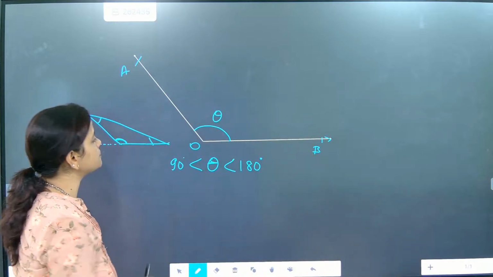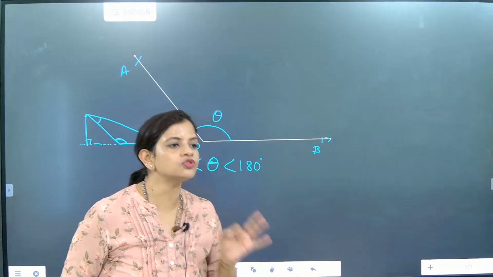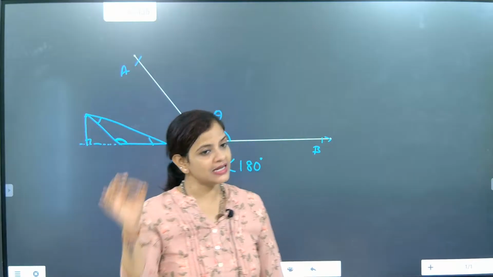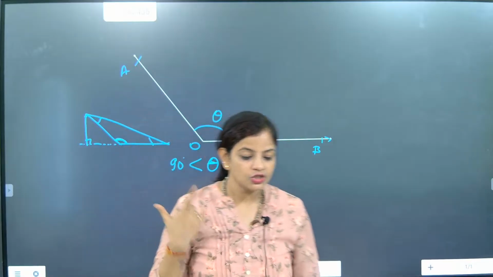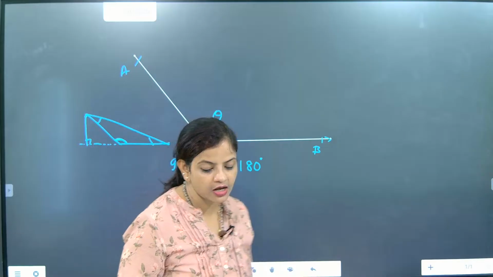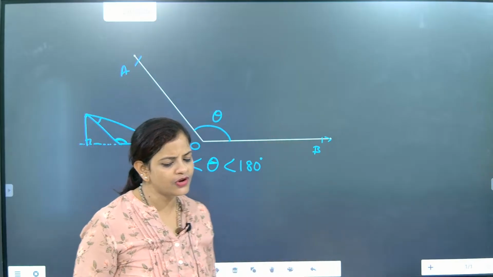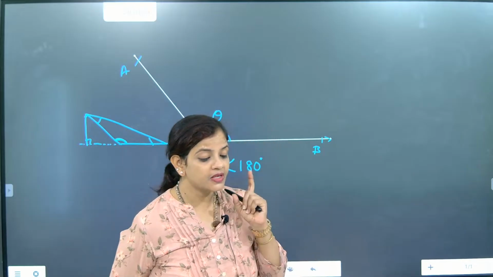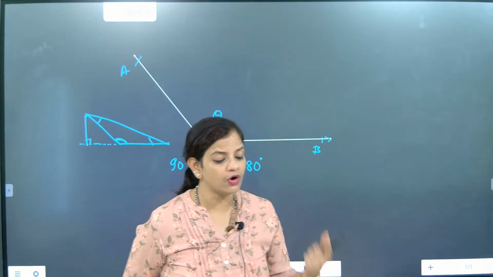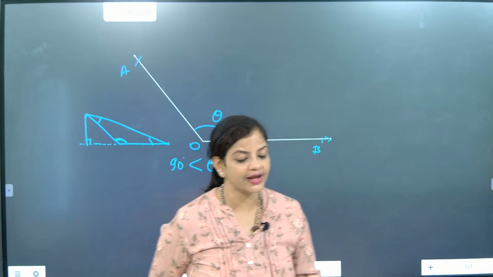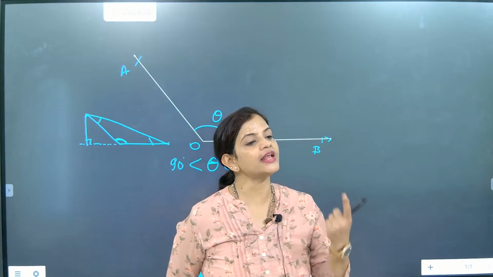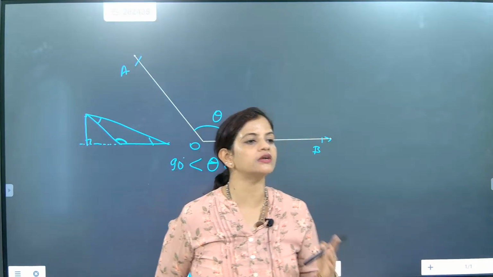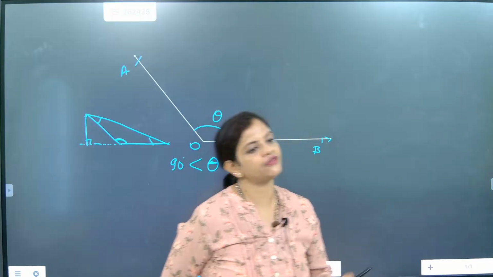So can we go for the next part? This is what is called an obtuse angle. An obtuse angle means the angle is greater than 90 degrees but less than 180 degrees. I said that if I want to find the area of an obtuse angle triangle, I need height. And where can I draw the height? The height of an obtuse angle triangle will be drawn outside.